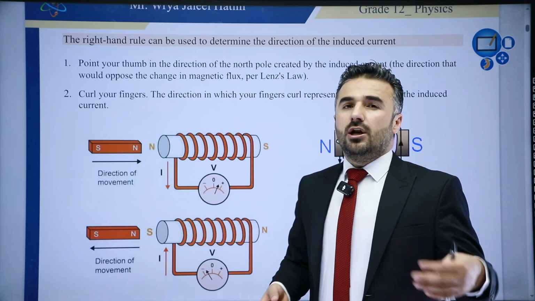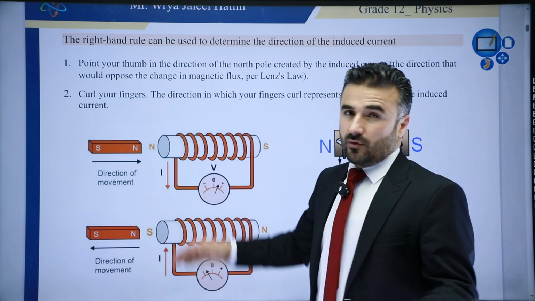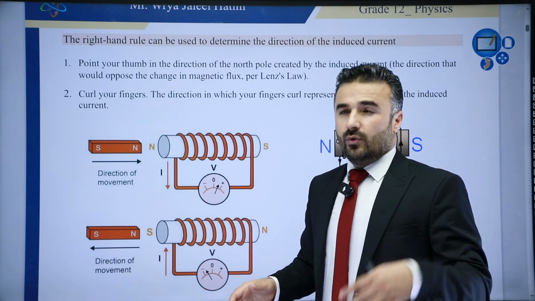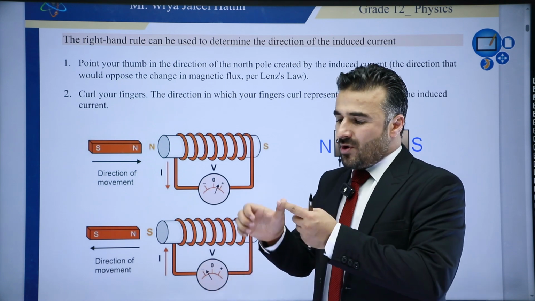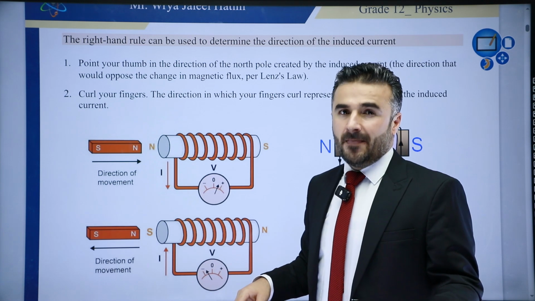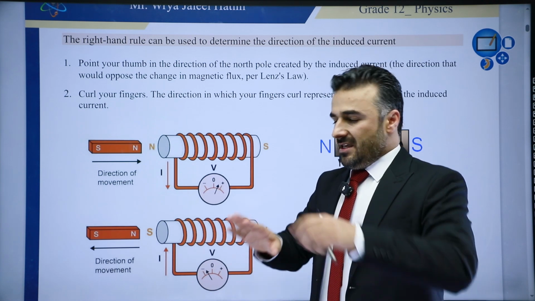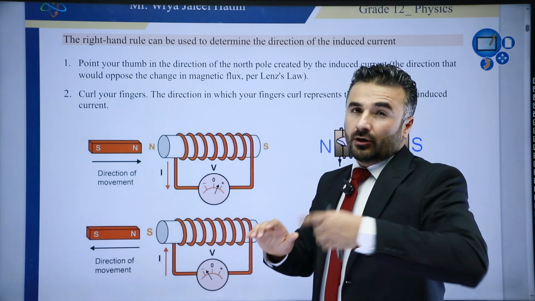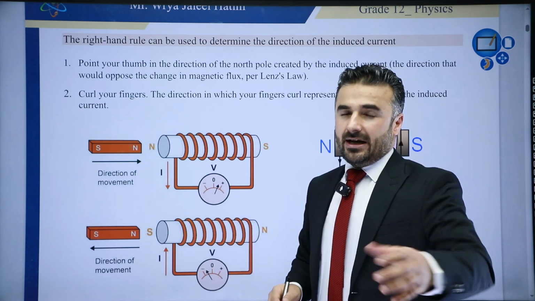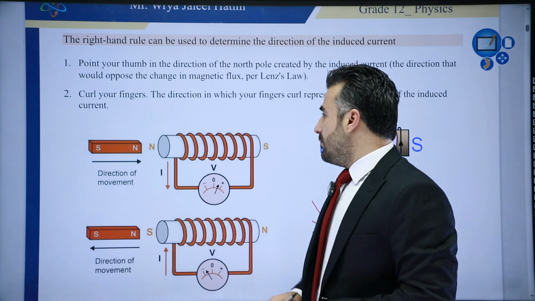We know which end of the coil or the solenoid is north or south. Let's say we know which end is north. We point our thumb in that direction. We're going to use the front of the coil mostly, just for simplicity. And then the direction of curling our fingers would indicate the direction of the current. All right, now let's dive more into this.